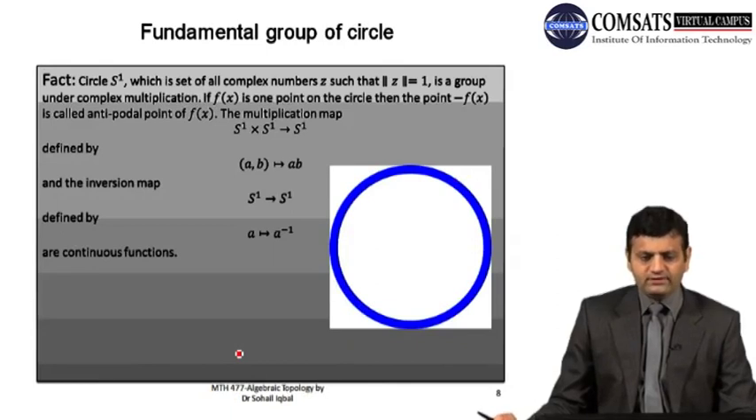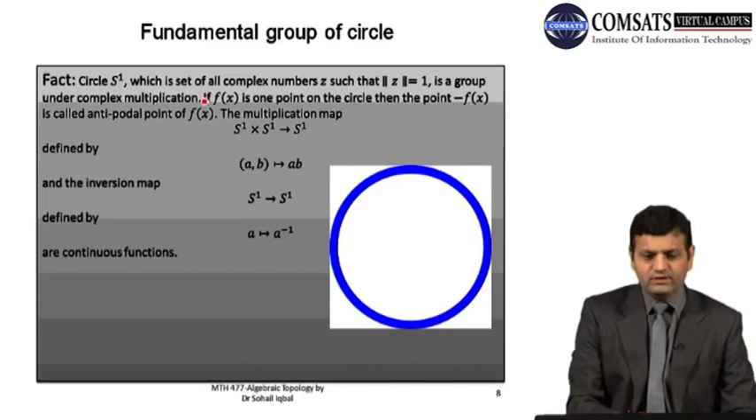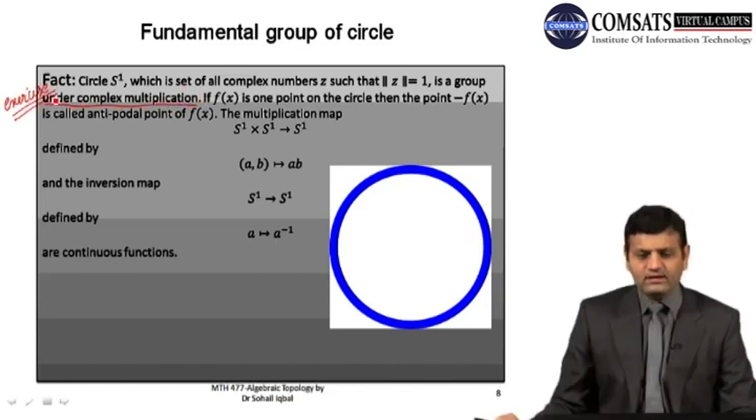Now a few facts about a unit circle. So this circle S1, which is the set of all complex numbers whose distance from the origin is 1, is a group under complex multiplication. It's a very simple exercise for you, so I'm just leaving it as an exercise. If f of x is one point on the circle, then the point minus f of x is called the antipodal point of f of x.